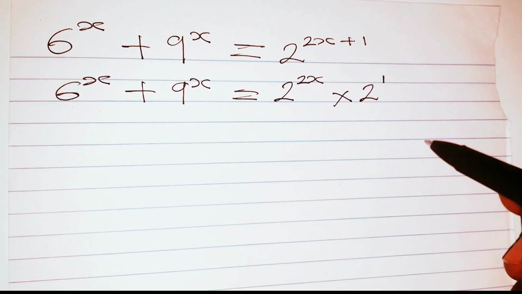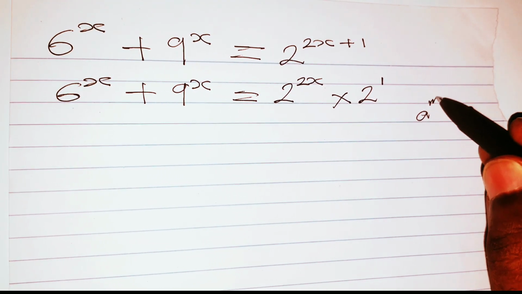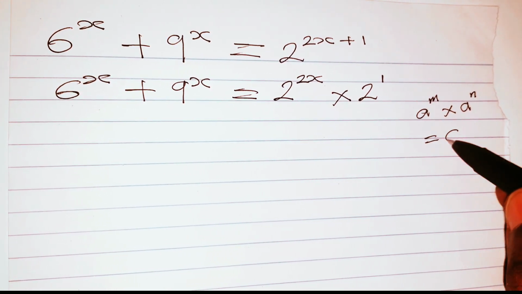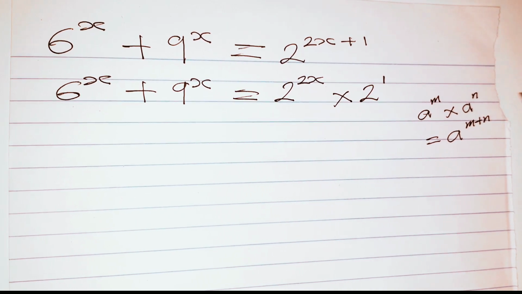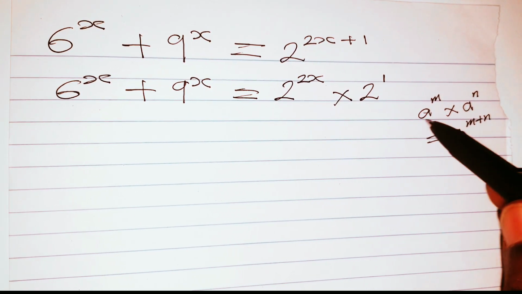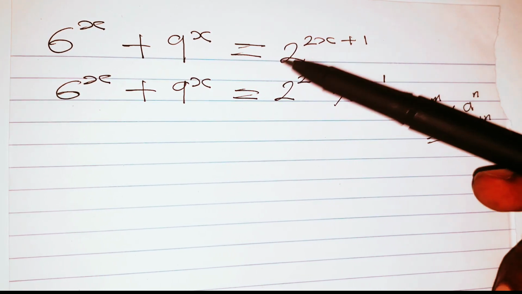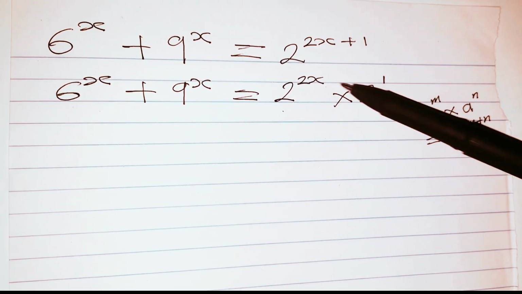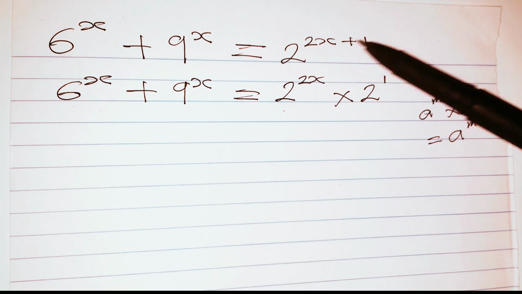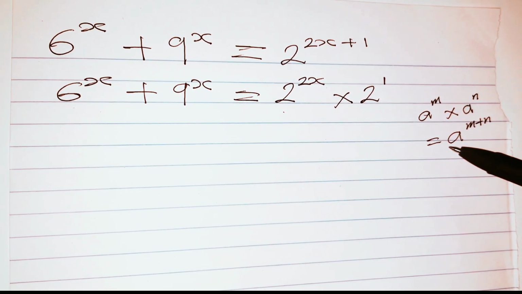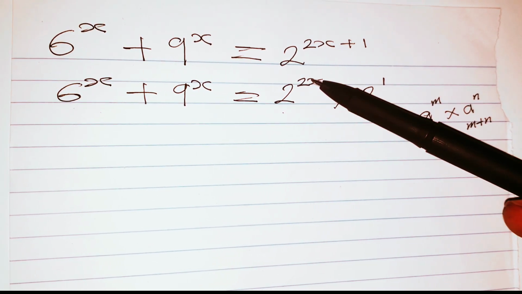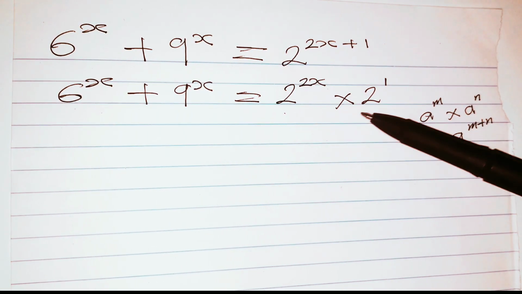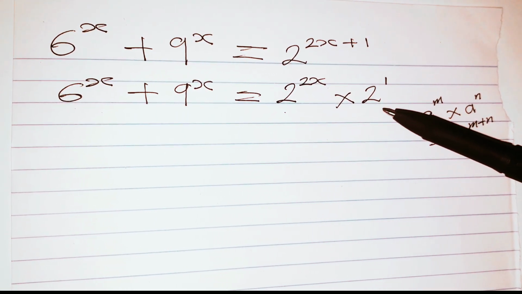One of the laws of indices says if you have a raised to the power of m multiplied by a raised to the power of n, then you are going to have a raised to the power of m plus n. You simply add the powers together in as much as they have the same base. So it's like we are reversing 2 raised to the power of 2x plus 1 back to its original form. They must have the same base before the powers can be added. So we are reversing it back to 2 raised to the power of 2x and then multiplied by 2 raised to the power of 1.